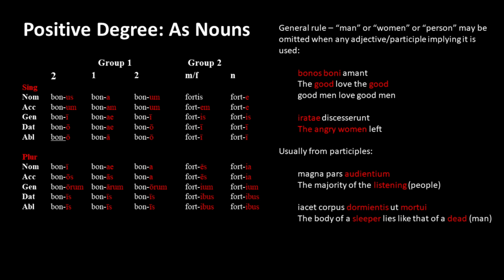And so I think I've done something to illustrate the general rule that I give at the top of this slide. Man or woman or person may be left out of a Latin sentence when any adjective or participle implying it is used. And then the adjective will stand in place of the noun, or will so strongly imply that noun that the noun itself can be left out.